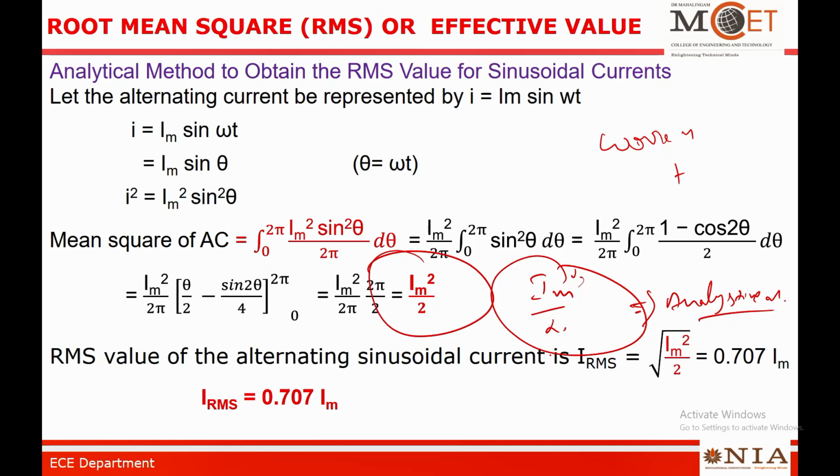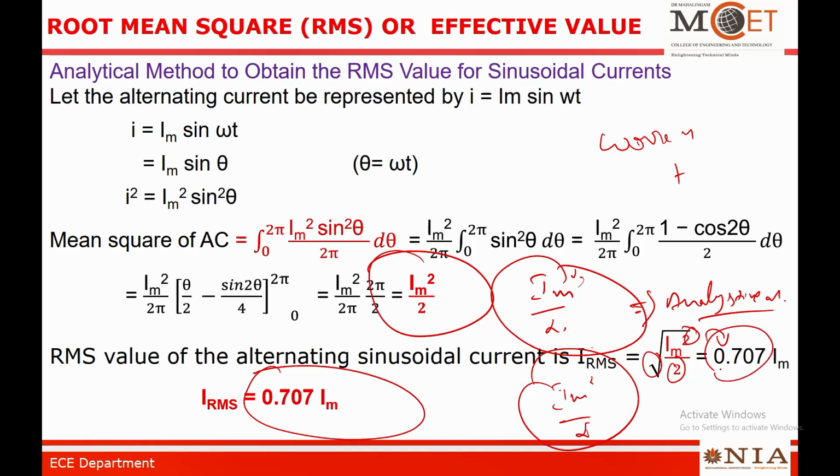So the IRMS value will be equal to 0.707 Im. It is obtained from the analytical equation Im square divided by 2. Here the 2 and the square get removed, so this term produces the value 0.707 into Im. So the IRMS value will be equal to 0.707 Im, obtained with the analytical method.